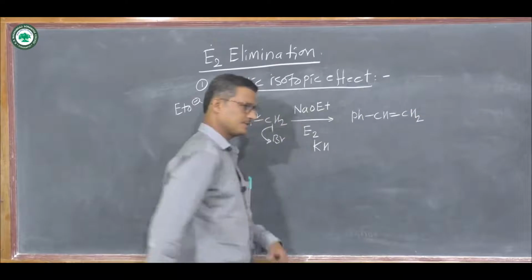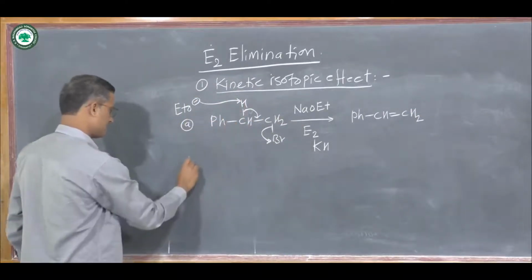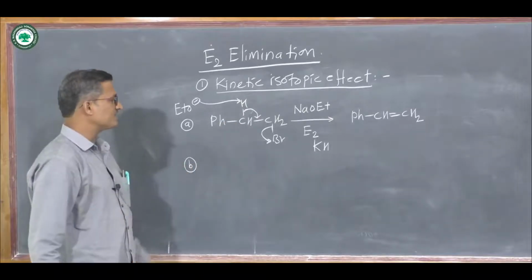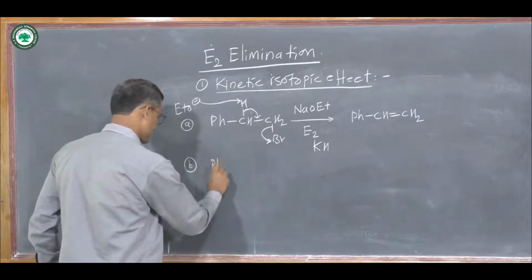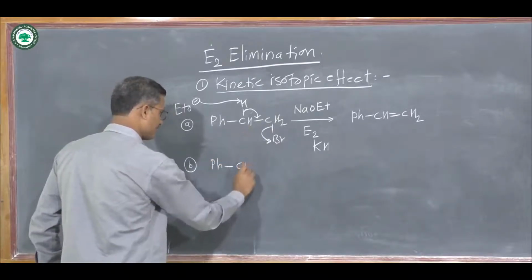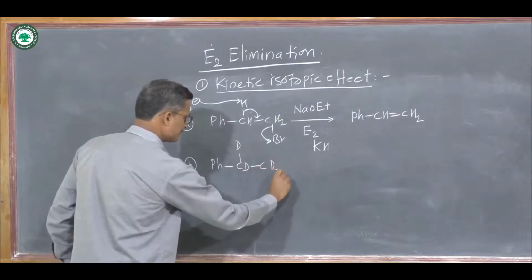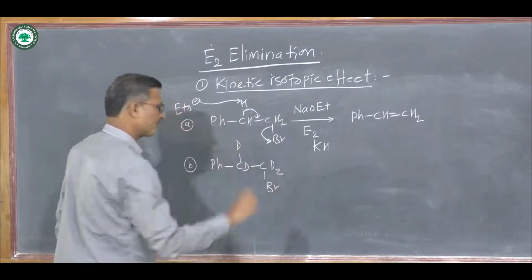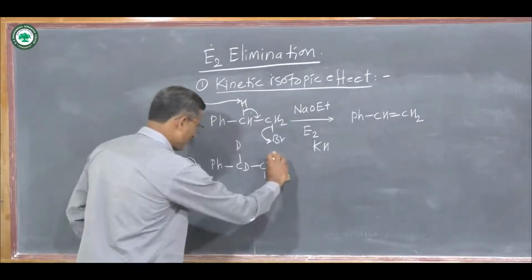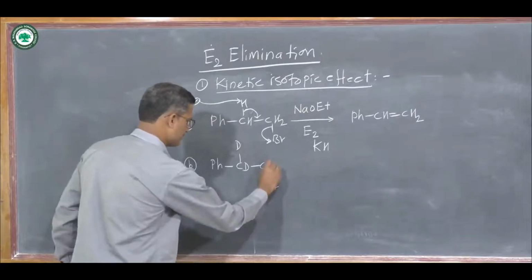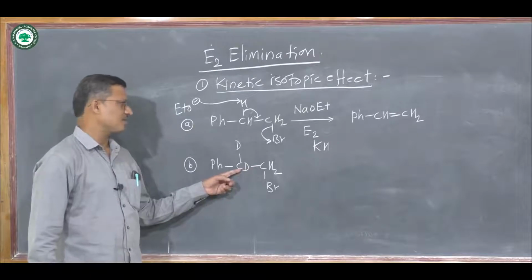This is the product. In the first reaction we take a hydrogen. In the second reaction, instead of hydrogens, we take deuterium, CD2, then we write Br. Only the beta hydrogen is replaced. We remember this is the alpha carbon, this is the beta carbon.